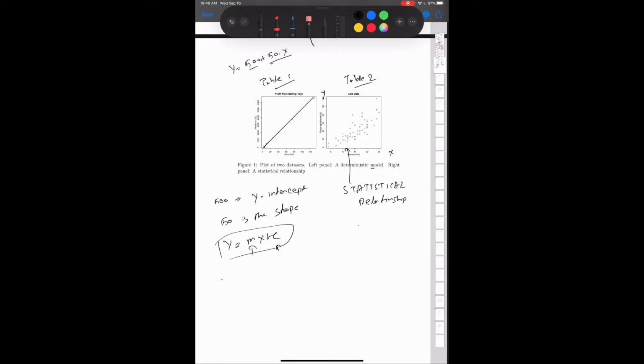If you remember this, each point on this scatter plot, so the whole thing is called a scatter plot. Each point on the scatter plot is called a trial, or data point. Okay.